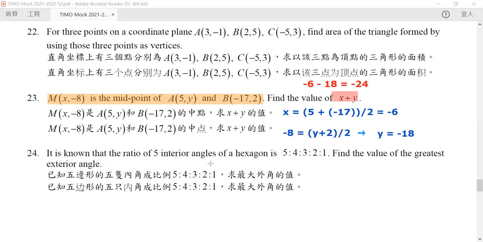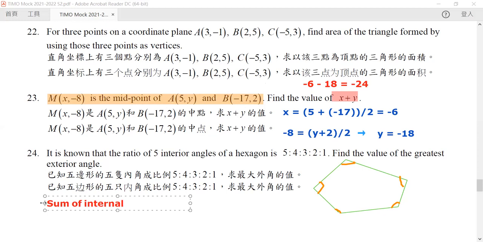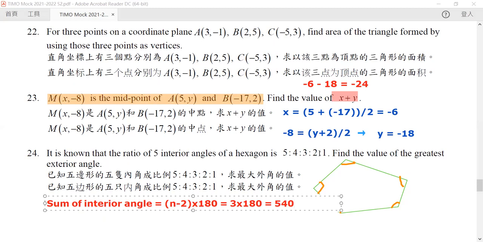Okay, so our final question for this part is question 24. Now, if we draw our diagram out, again, it's not necessary, it's just easier to understand. So we know that these are the interior angles. What's the sum of all these angles? We know that the sum of the interior angles of a pentagon is exactly equal to n minus 2 times 180. In this case, n is the number of sides, so it will be equal to 3 times 180, and hence it will be equal to 340. Okay, 540.